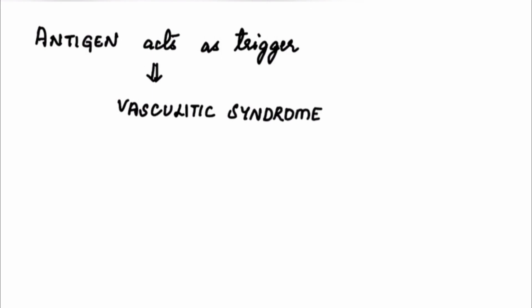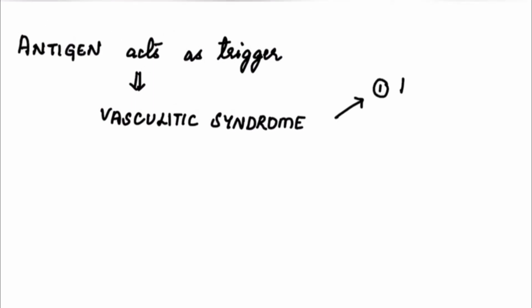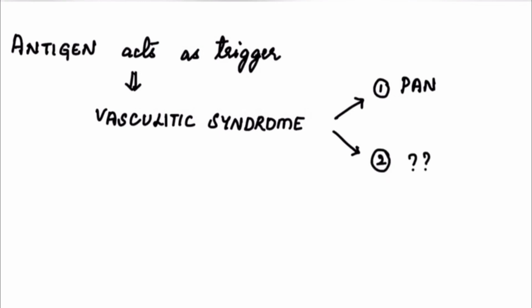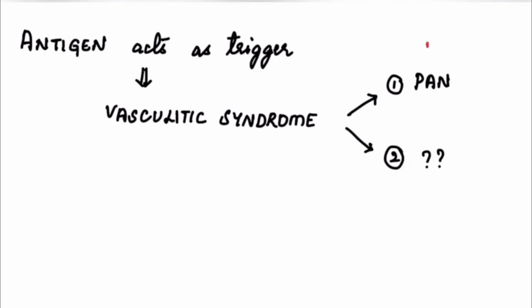Now see, antigen acts as a trigger and leads to vasculitic syndrome in 2 conditions. The first one we have just discussed is polyarteritis nodosa. So can you tell me what is the second condition? I'll give you a clue here. In polyarteritis nodosa, hepatitis B antigen acts as a trigger. So the second condition is commonly associated with hepatitis C antigen. So hepatitis C antigen acts as a trigger and causes another vasculitic syndrome.